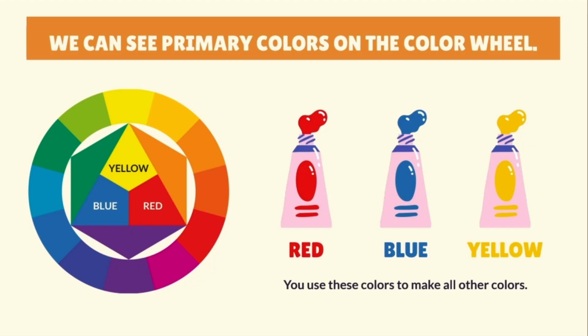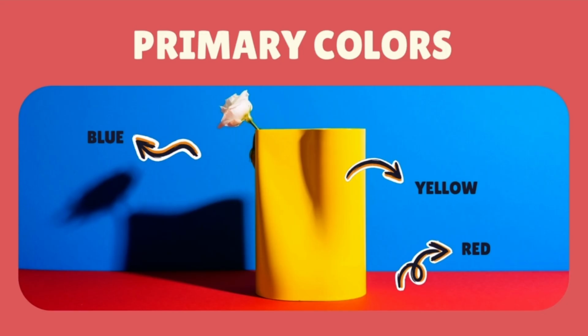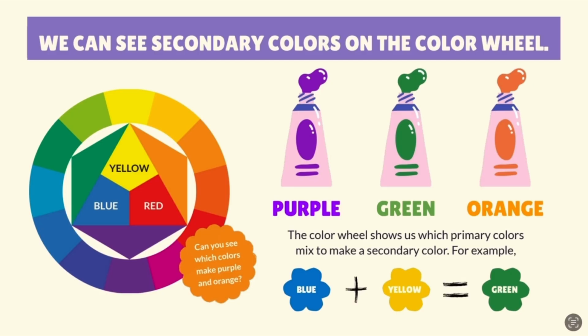So red, yellow, and blue are the colors you can use to make the other colors. And here's a review of primary colors. The secondary colors are purple, green, and orange. The color wheel shows us which primary colors mix to make the secondary colors. For example, blue plus yellow is green. Can you see which colors make purple and orange?